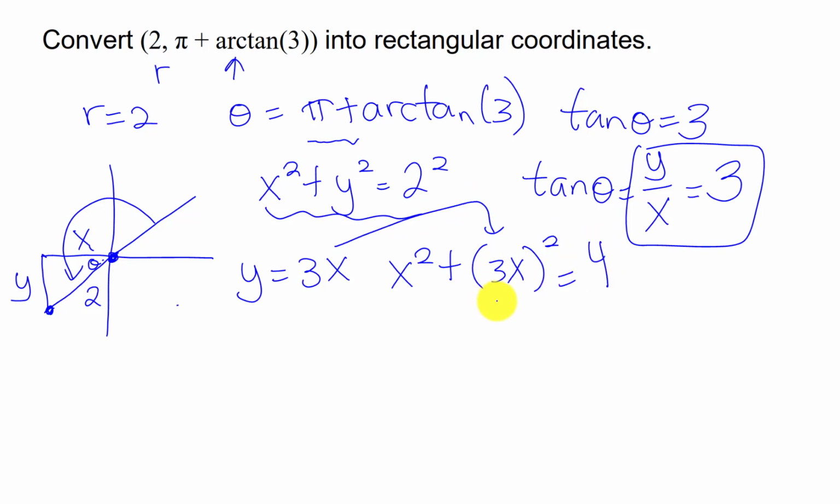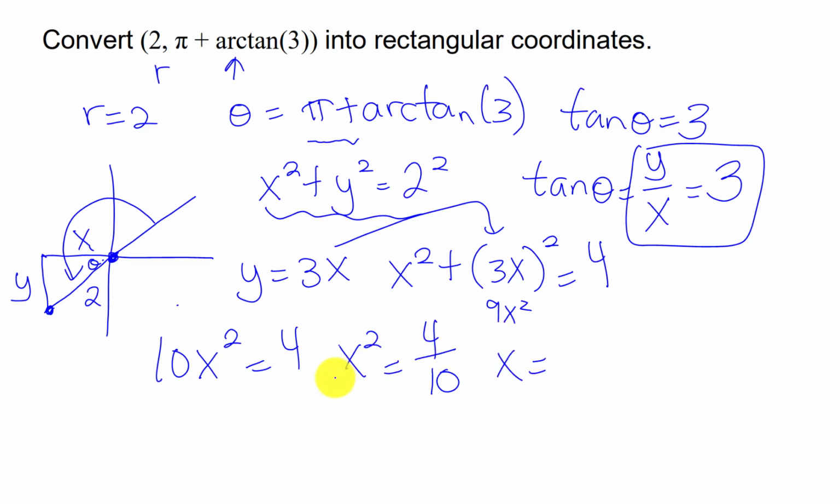So now this is 9x squared plus x squared. So we have 10x squared equals 4. So x squared equals 4 over 10. And x equals, taking the square root of both sides, square root of 4 is 2 over square root of 10.